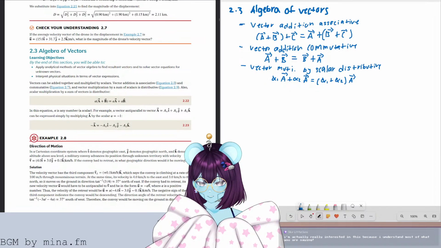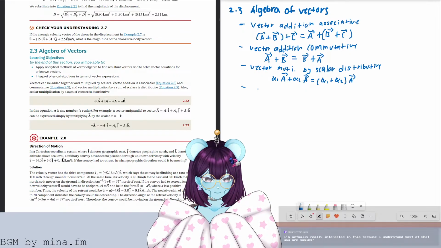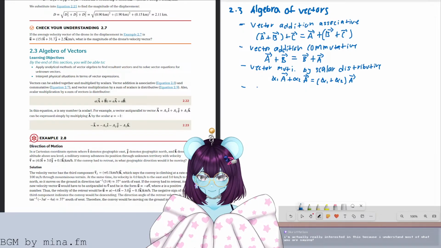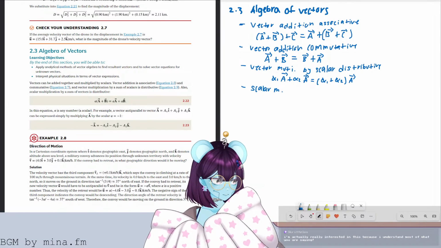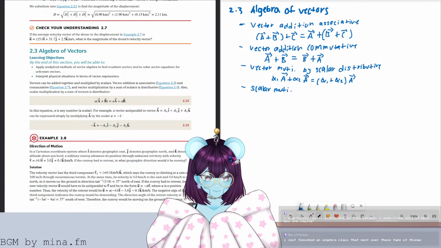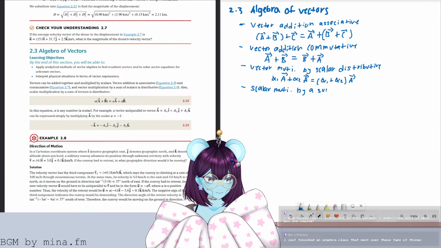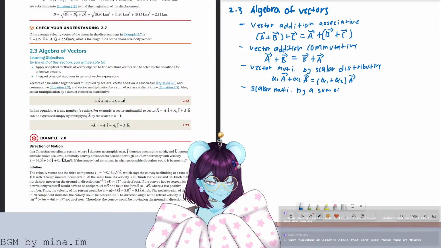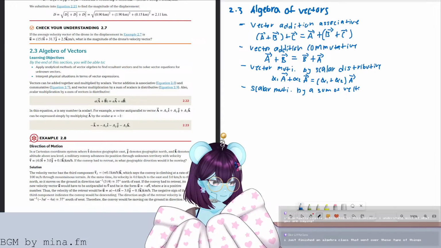Also, scalar multiplication, so we put scalar multi by a sum of vectors, is distributive.